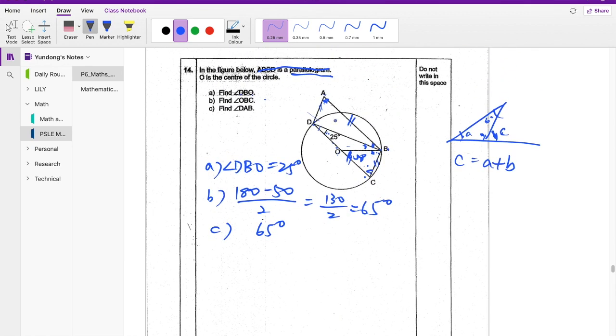So for geometry, we must be familiar with each shape. What are the characteristics? Which sides are parallel, which angles are the same? For the circle, this one equals this one, so these two angles are the same. If we are clear with these things, then we can solve them very easily.